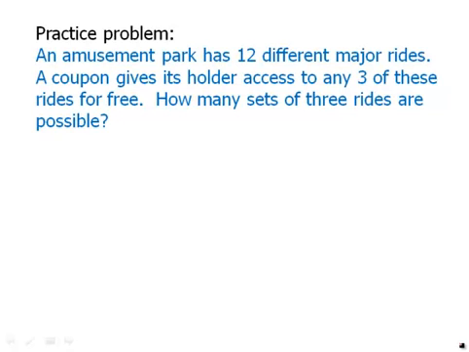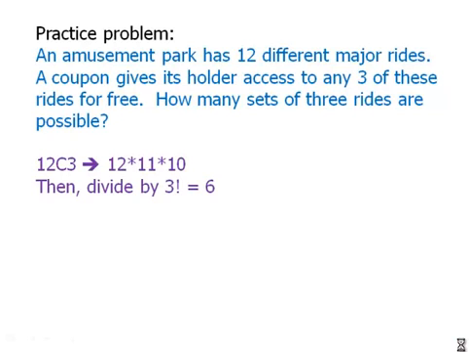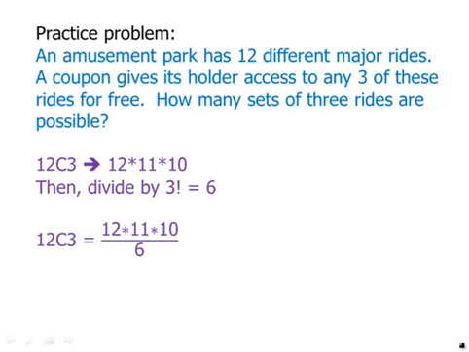Okay, we have 12 different major rides. We can choose any 3 of them. So this is simply going to be 12 choose 3. So we just have to calculate 12 choose 3. So first we'll figure out we have 12 choices for the first one, 11 for the second, 10 for the third. And then we divide by 3 factorial because the order doesn't matter. So we're eliminating the repetitions due to the different orderings of the choices. And so 12 choose 3 would just be 12 times 11 times 10 divided by 6.